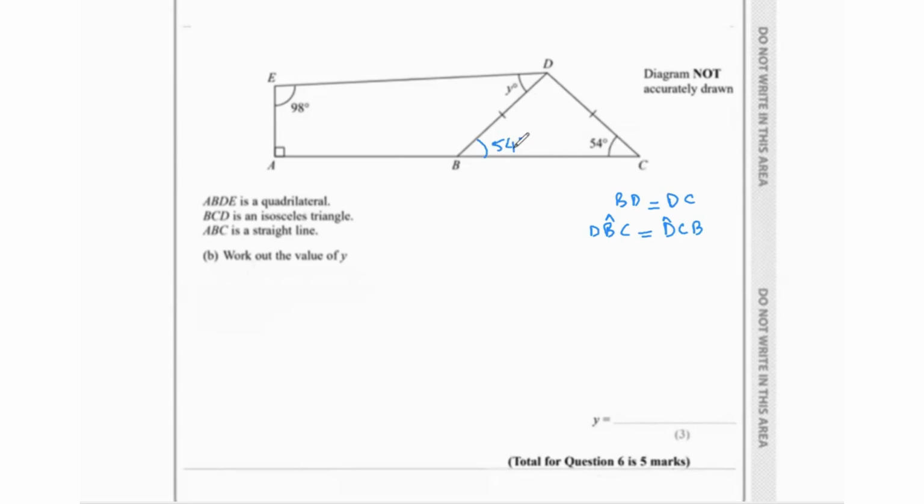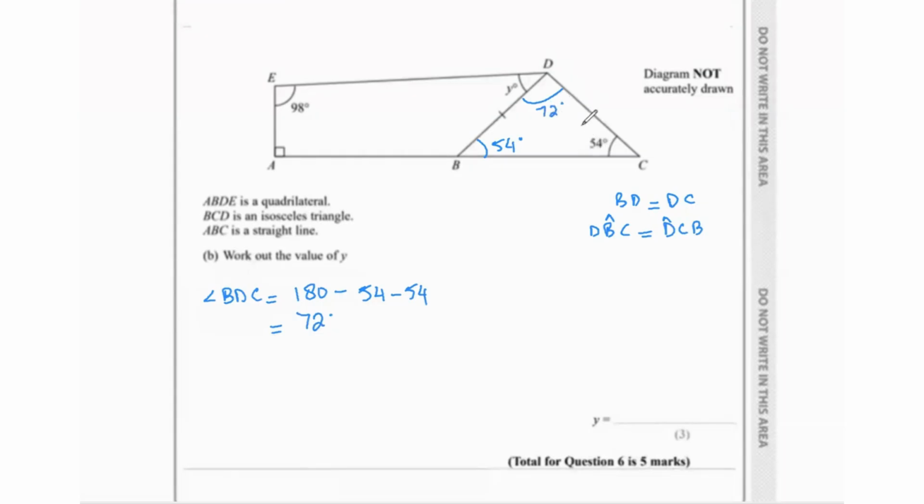Now, if this angle is 54, we can easily find this third angle. So angle BDC would be 180 minus 54 minus 54. The reason why we're subtracting 54 twice from 180 is because sum of angles for a triangle is 180. So 180 minus twice of 54 is going to give us 72 degrees. So this angle over here is 72.